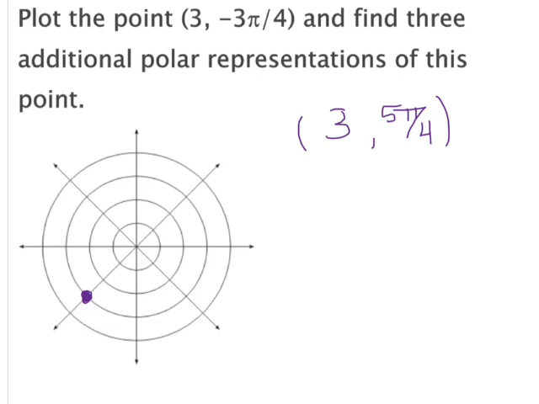Okay, it is also possible to have a negative r value. So if we rotate to pi over 4 and then move backwards 3, then we would get to that same point as well. Okay, so it is possible to have a negative angle and or a negative r value. A negative r value just means you're going to move backwards from where you are instead of forwards, like you saw me when I plotted that point right there.